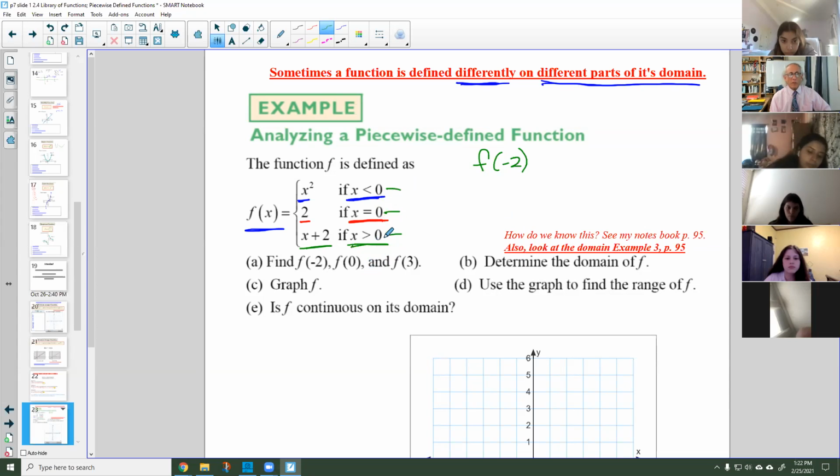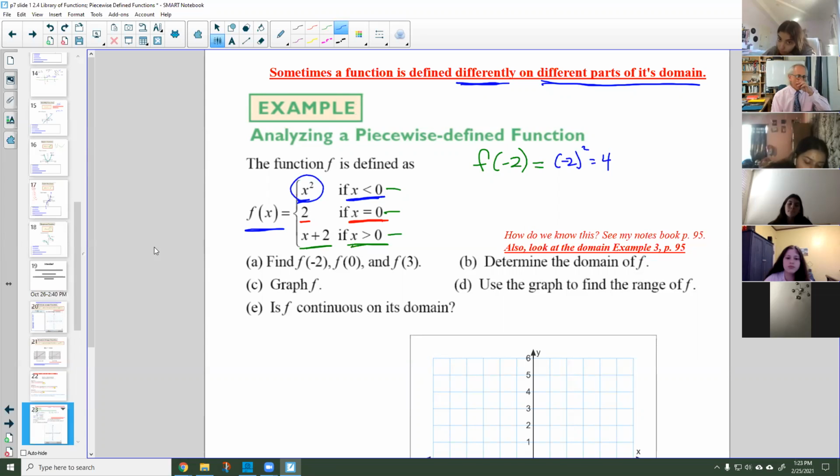The top one. It is in the top one because -2 is less than 0. Very good. Are you good with that? Okay. So if my x value is less than 0, then for f of -2, I'm going to use this piece of the function to solve it. So I'm going to say, well, then it is -2 squared. So f of -2 is 4. Marissa, that makes sense? Everybody else, that makes sense? Question?